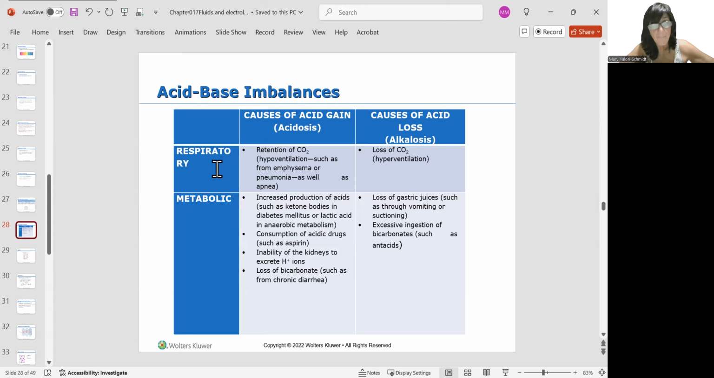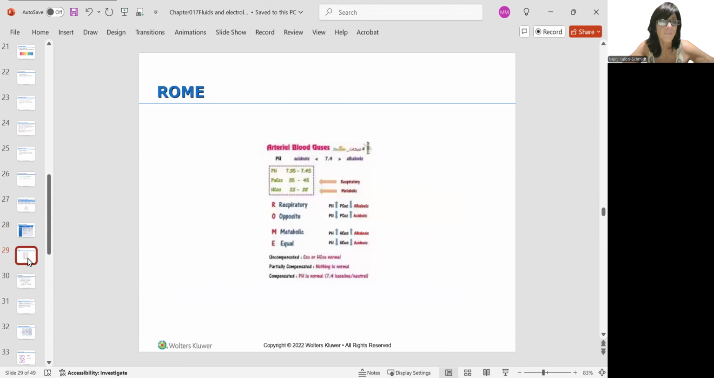And then metabolically, if you lose a lot of gastric juices, like you're vomiting, or this happens with older folks sometimes, excessive use of bicarbs, antacids, Tums, Rolaids, that kind of stuff. You've got to follow the directions. You can't take the whole bottle. You can't eat them like they're candy. Old folks will sometimes take too many of them, and the next thing you know, they're in a state of metabolic alkalosis. So these are some of the reasons.